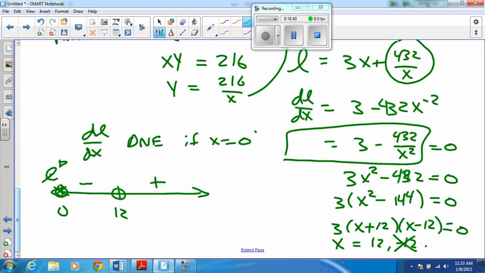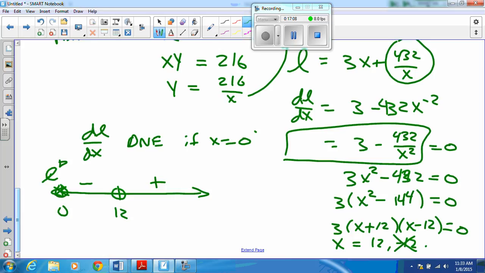And now I'm going to make a really simple argument. My length decreases from 0 to 12 because its derivative is negative, and then it increases from 12 thereon. Draw a graph in your head. My length goes down to 12, and then it goes back up. Where does its absolute minimum have to be? Right at 12. This is an argument from the sign of L prime.